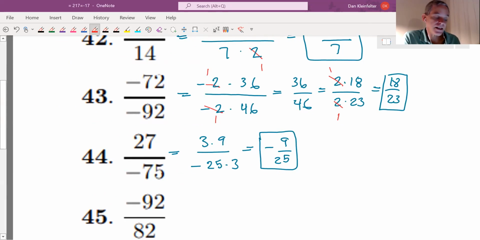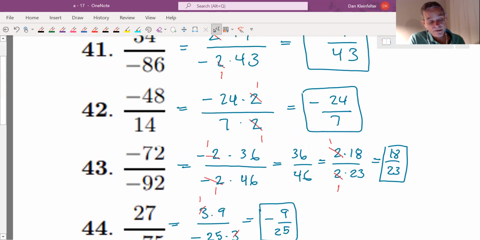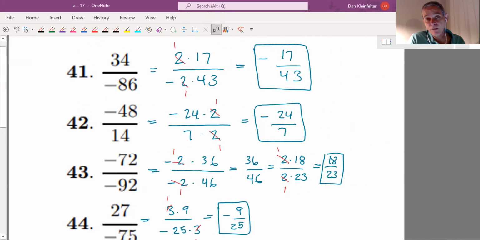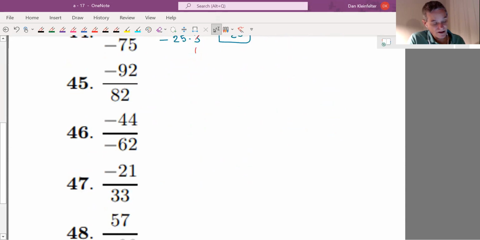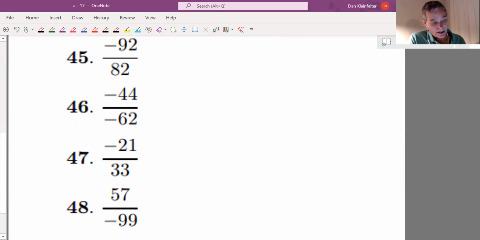Okay, and then lastly, 27 over negative 75, there's a common factor of 3 that can be removed, leaving us with negative 9/25. So I hope those make sense to you. If not, let me know and I can help you out with them. All right, moving on, we have 4 more. Okay, so once again, pause the video, try these, and then we will go through them together.